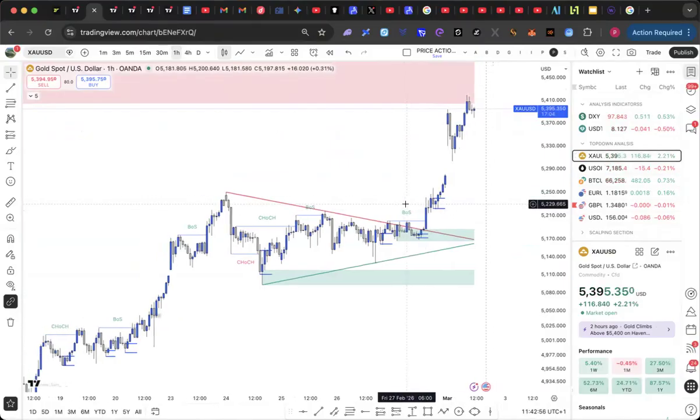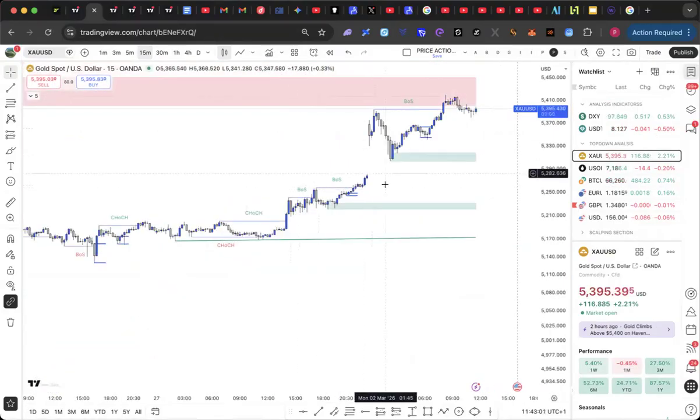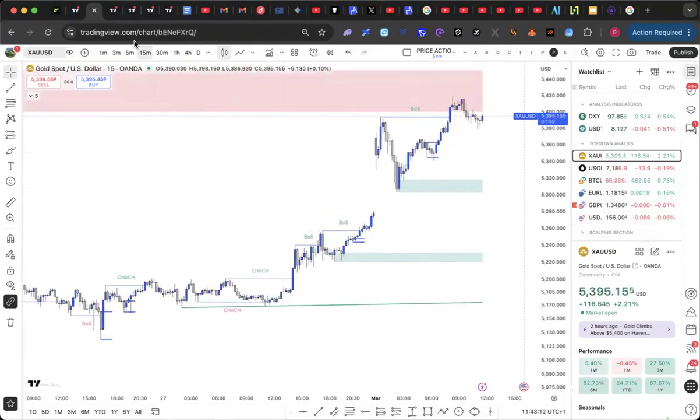Okay, so now look at this, right? Go to 15 minutes and you can see market structure shift and break of structure, break of structure, break of structure as the market continues and all of that. This kind of helps you to identify different structures.